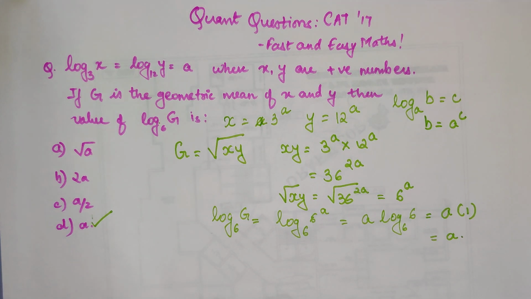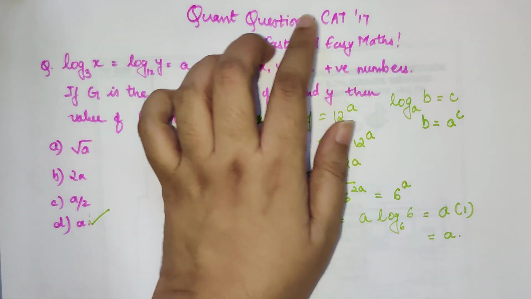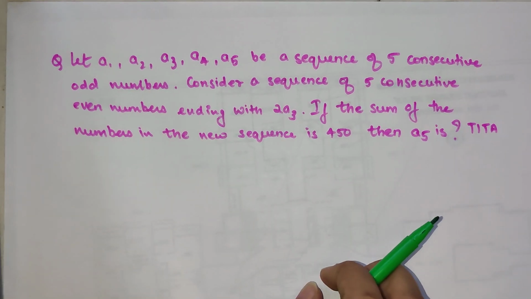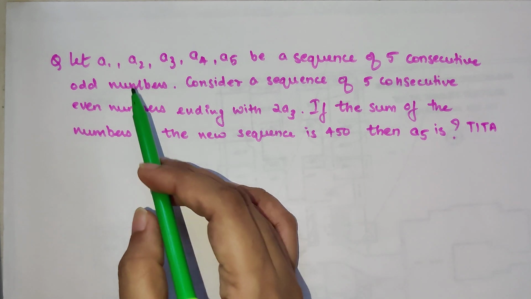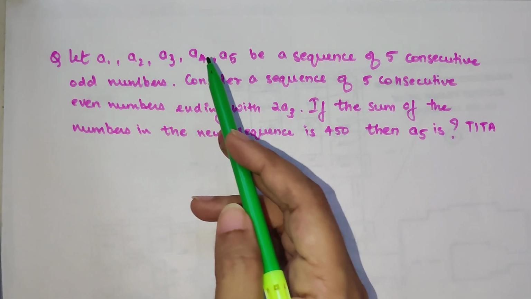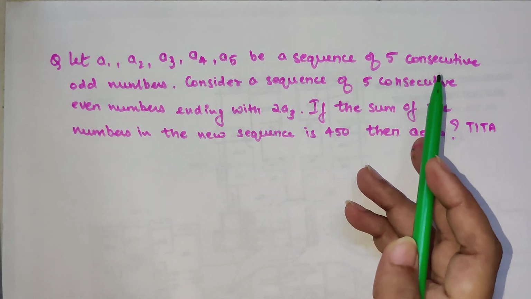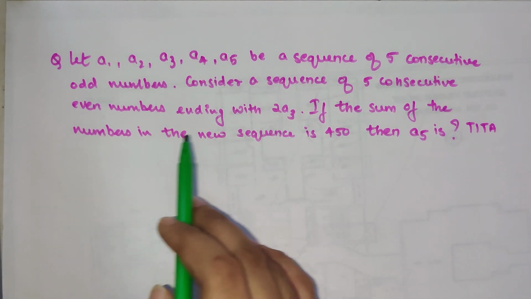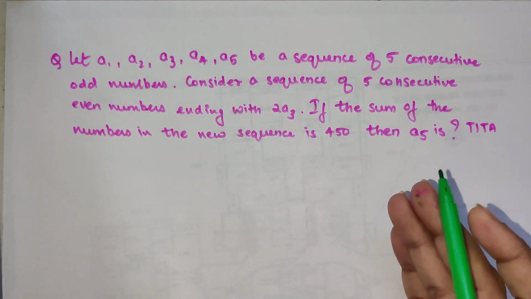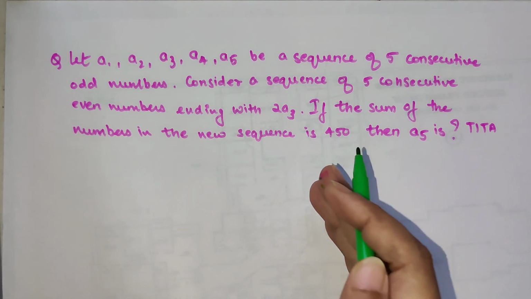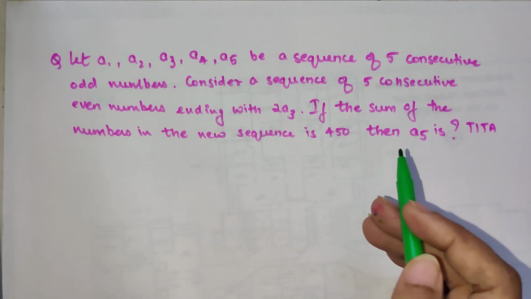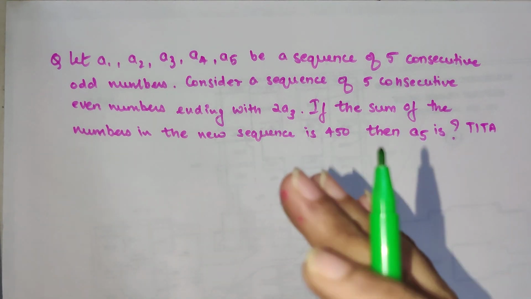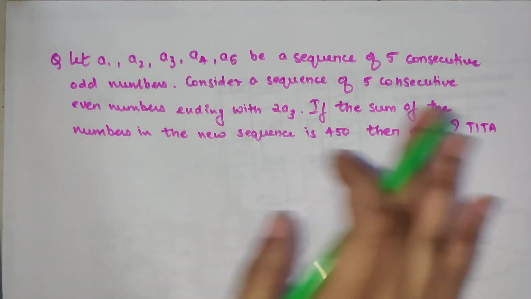So now let's look at the next question which was asked in CAT 2017. So now students, the next question is, let A1, A2, A3, A4 and A5 be a sequence of 5 consecutive odd numbers. Consider a sequence of 5 consecutive even numbers ending with 2A3. If the sum of the numbers in the new sequence is 450, then A5 is? This kind of question was TITA, meaning you actually had to just type in the answer. There were no options given.